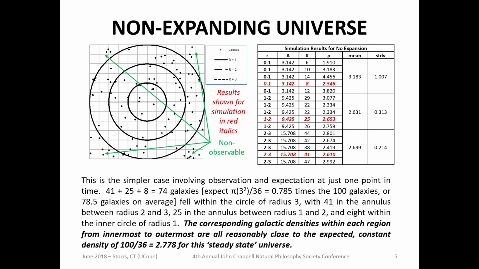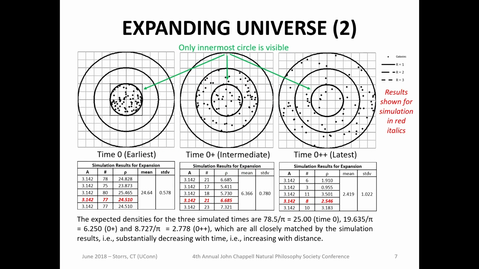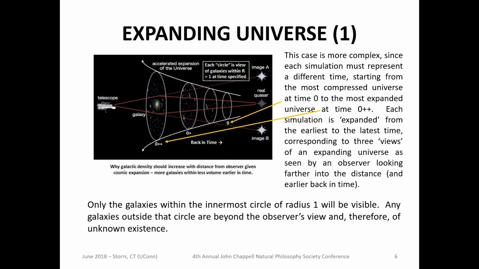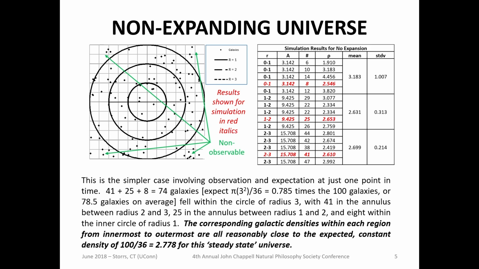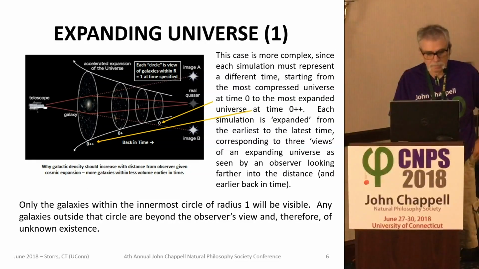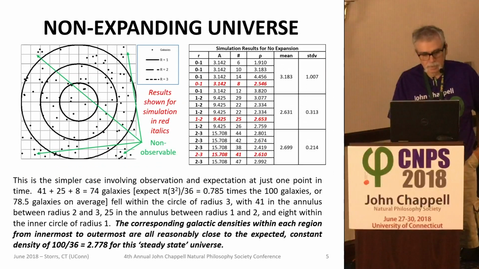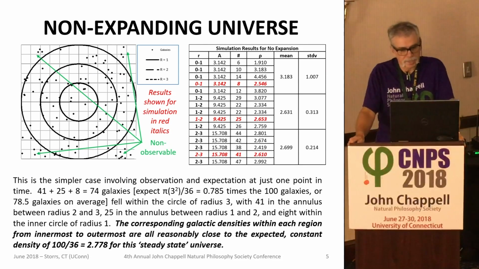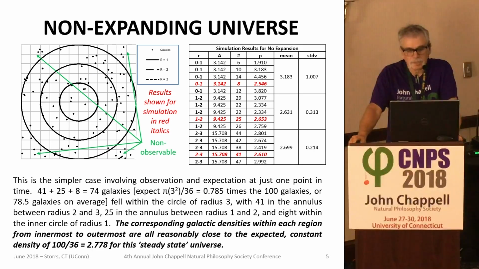What I label here, you'll see anything outside the 3rd ring, I labeled as non-observable because I'm right at the center here as the observer. This is the simpler case. It involves observation and expectation at just one point in time.